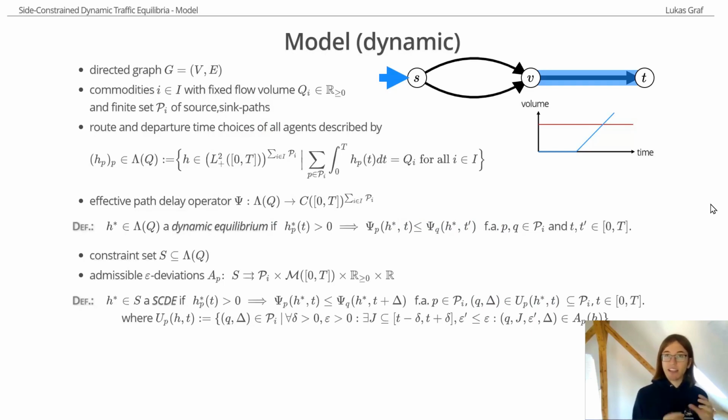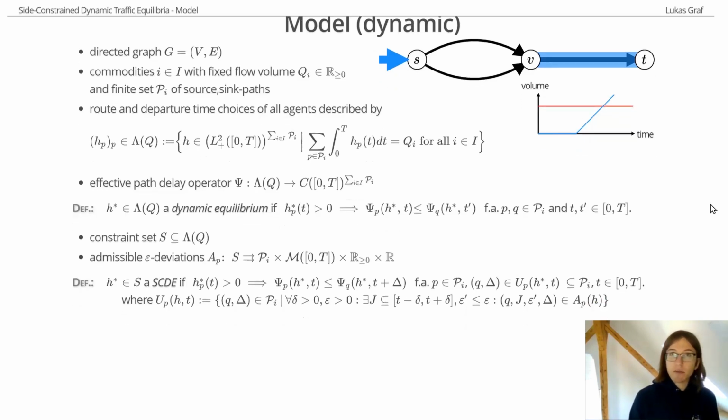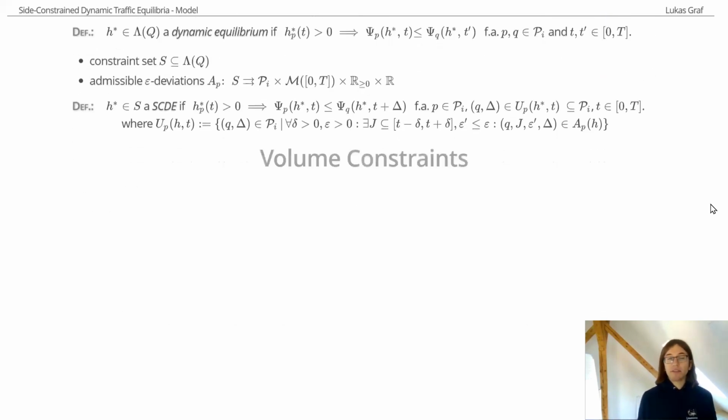We need a constraint set S, and we need a set of admissible epsilon deviations. With these two, we then get a concept of side-constrained dynamic equilibria. And now next we want to make this more concrete. So we want to go back to the setting of volume constraints.